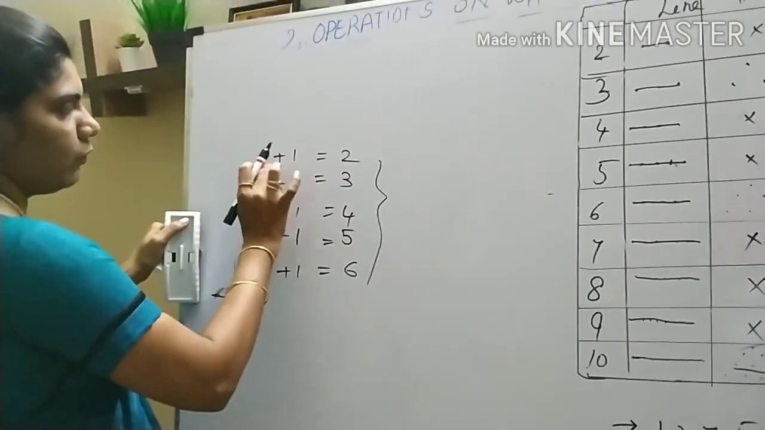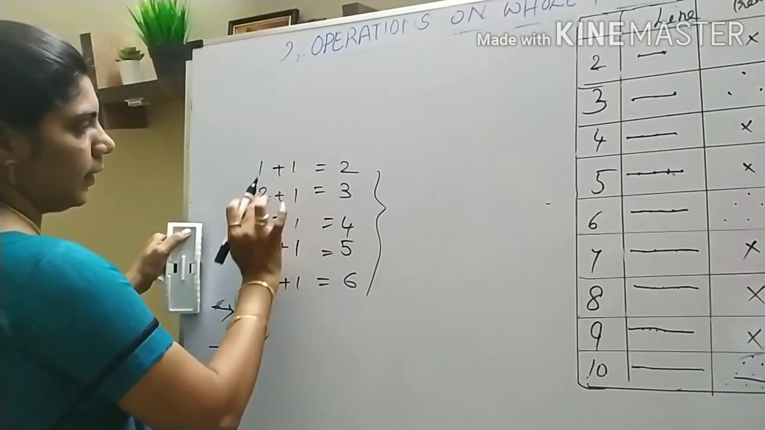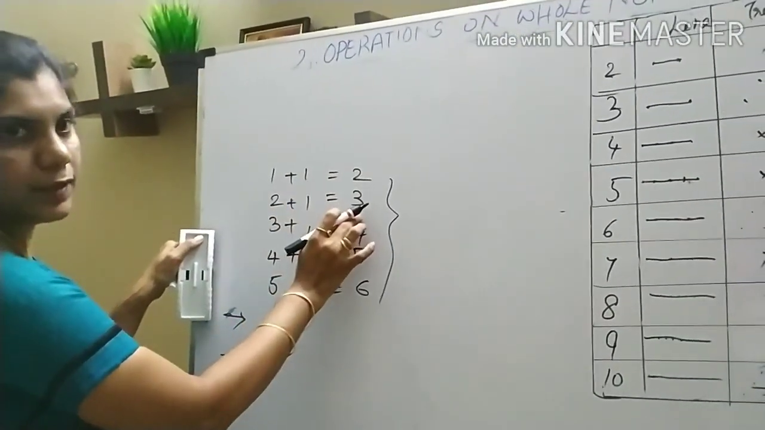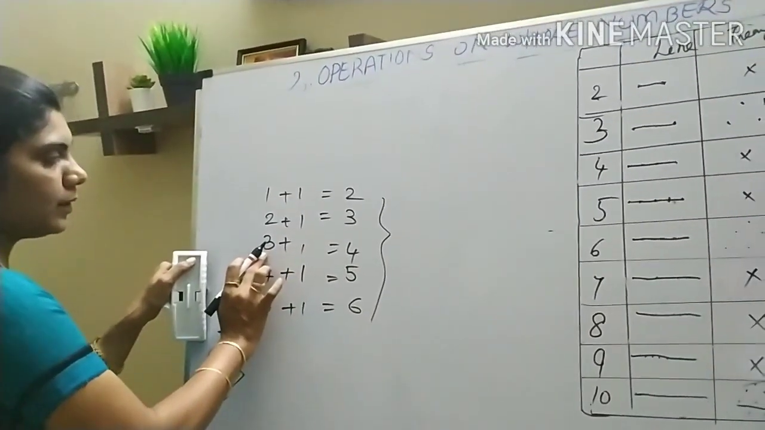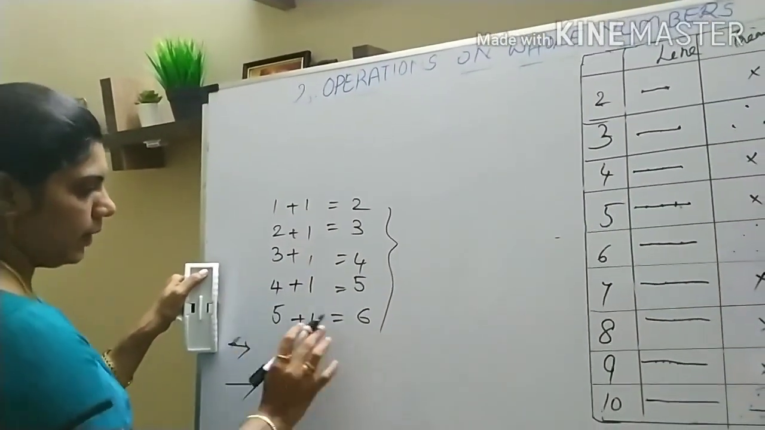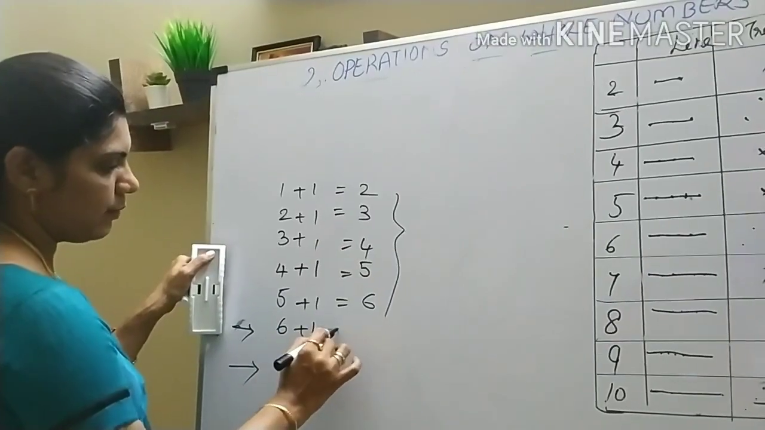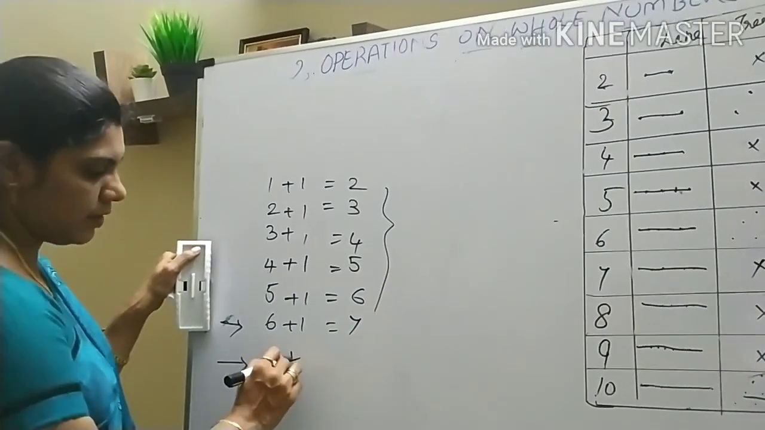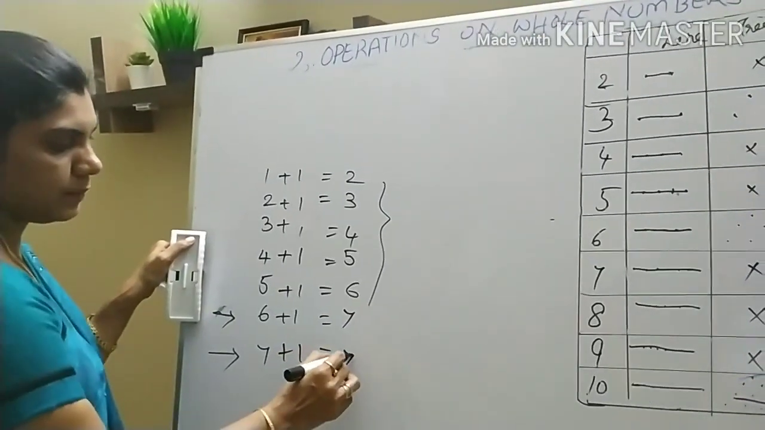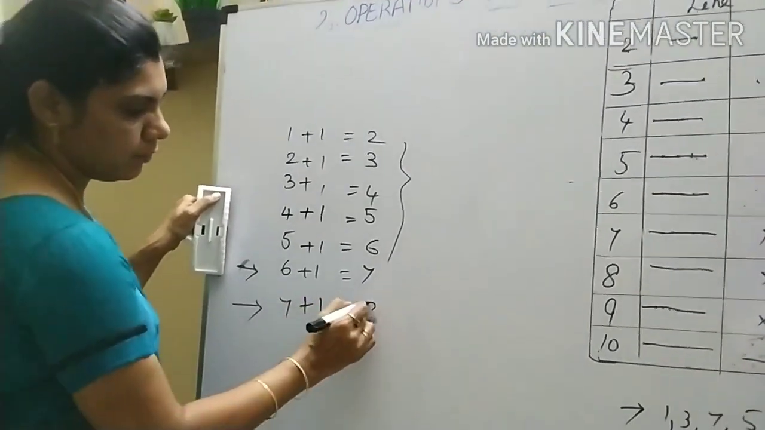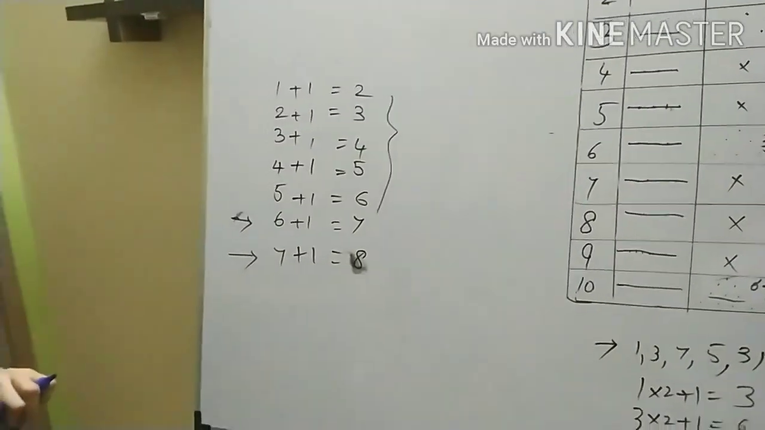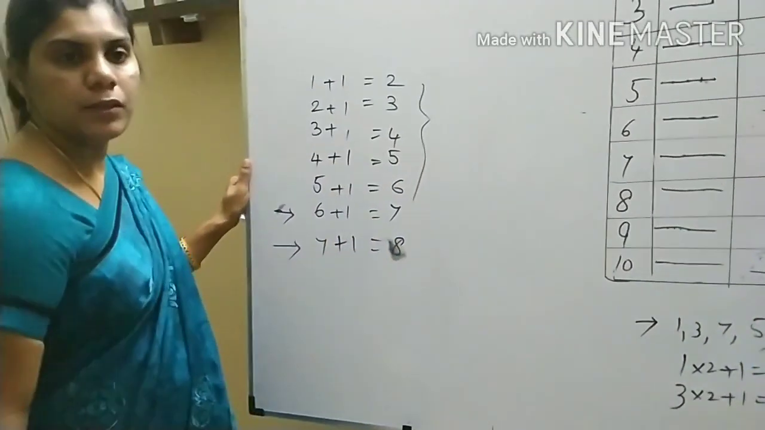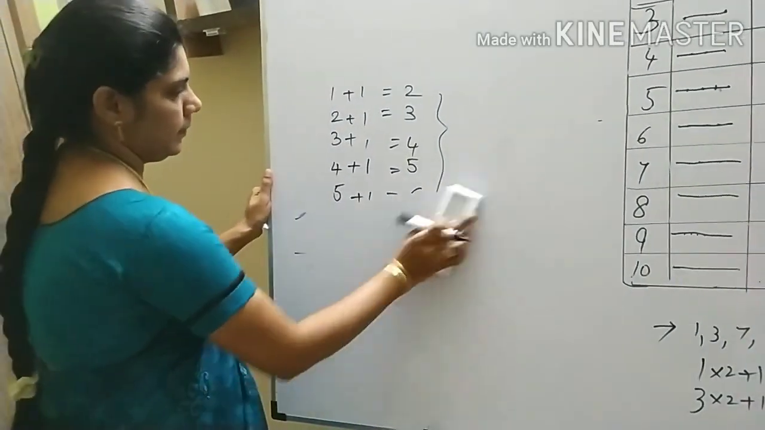What is the pattern here? 1 plus 1, 2. By taking this result 2, after that we have to add plus 1. You are getting 3. Again in the next step taking 3. Like that, 6 plus 1, 7. After that take this result 7 plus 1, 8. Like that you have to write a few more steps.